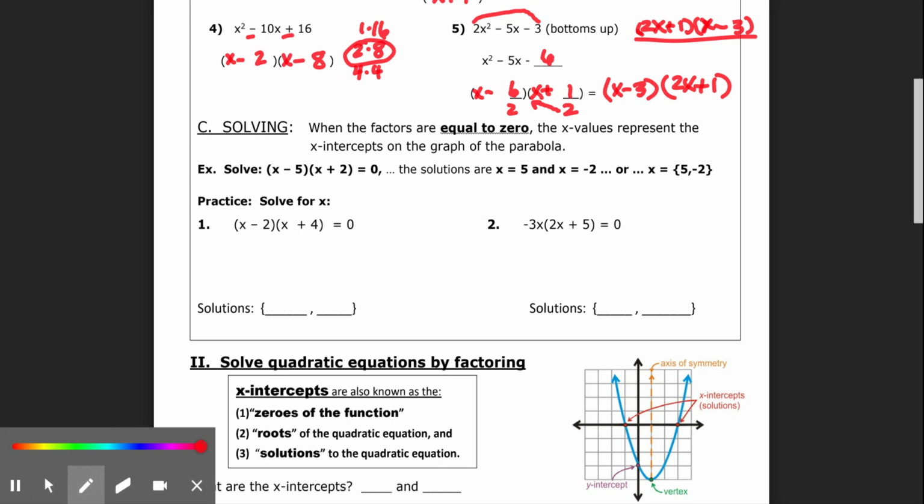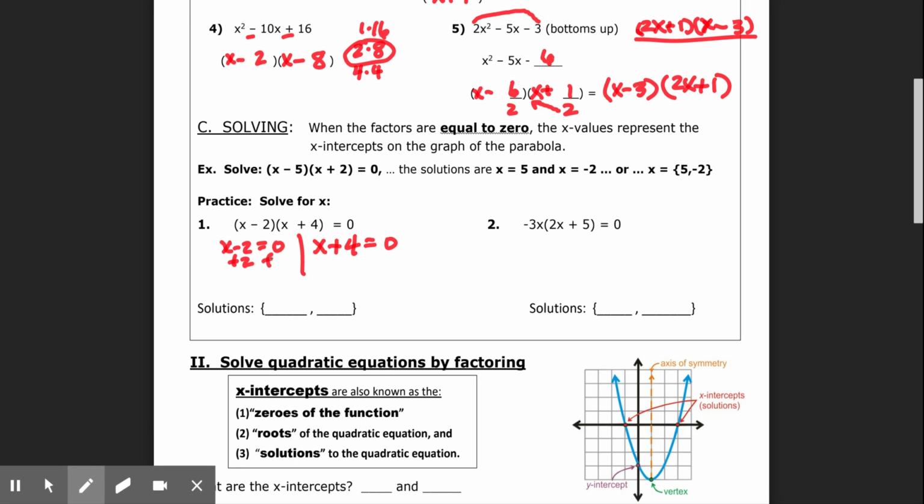So for practice here, we're going to go x minus 2 equals 0. And then x plus 4 equals 0. And that's just a one-step equation. So you're going to add 2, so x equals 2. And then subtract 4, so x equals negative 4. And again, it does not matter which order you put your numbers in. These are just x values. It is not an ordered pair.